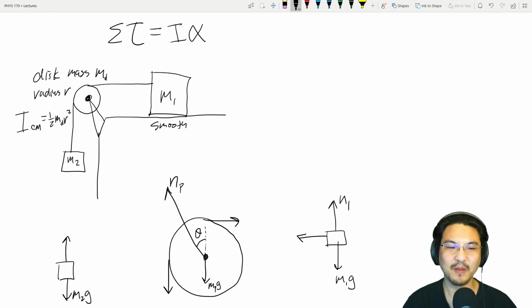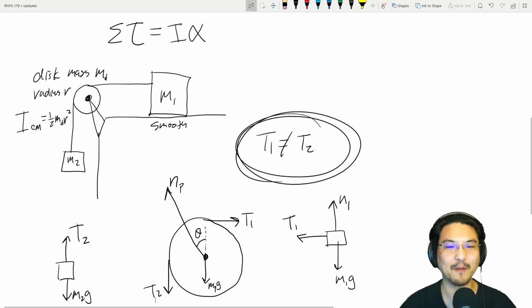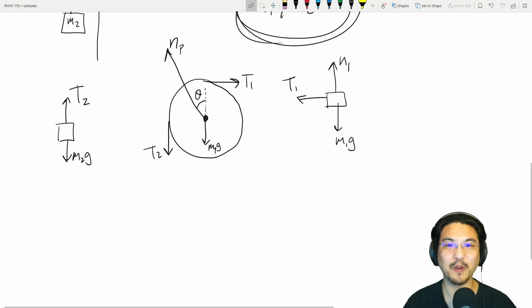Before, when we had an Atwood's machine system like this, we were assuming the tension was the same everywhere. So the tension here was the same as the tension here. We can no longer make that assumption because now the pulley has mass, has a moment of inertia. So the tension here for block 2 and the tension here for block 1 are no longer equal. Okay, so that's T1 over here, T2 over here. Now we have our 3 free body diagrams.